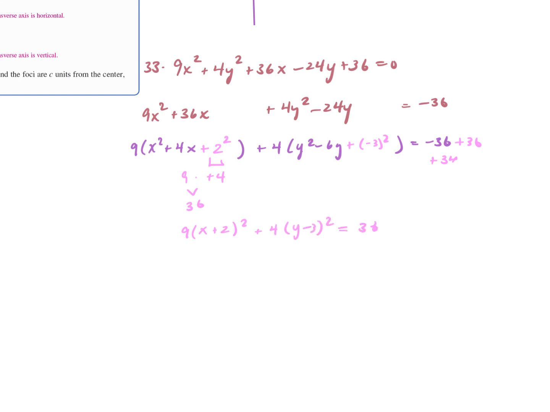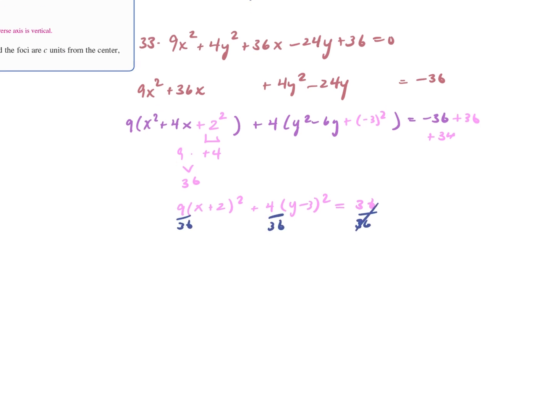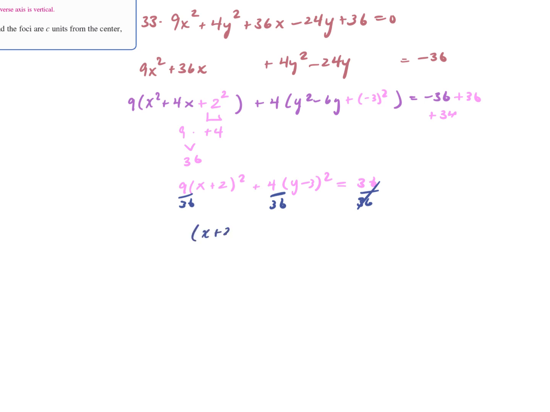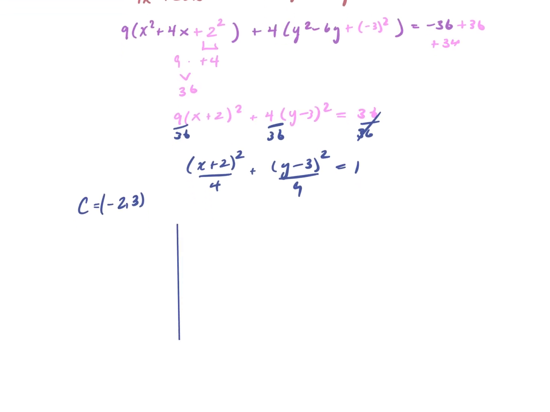We want to make sure that that equals a 1 over here, so divide out the 36. So we're going to get (x plus 2) squared over 4, and then (y minus 3) squared over 9 equals 1. So my center here is going to be negative 2, 3. And then, this is how I like to do it, because there's a lot to memorize between the ellipses and the hyperbolas. For me, since the 9 is the bigger number and it's under the y, it's going to be longer on the y-axis. Okay, and again, that seems to work.